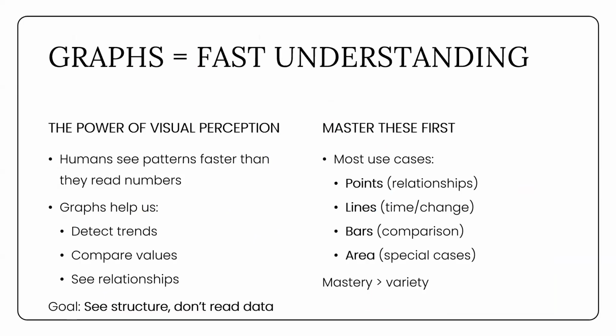Graphs engage the visual system, which processes information faster than the verbal system. Well-designed graphs allow viewers to perceive relationships, patterns, and trends almost instantly. The goal is not reading data, but seeing structure. Most everyday analytical needs can be met with 4 core graphical forms: points, lines, bars, and area. Each form encodes information differently and serves different cognitive processes.